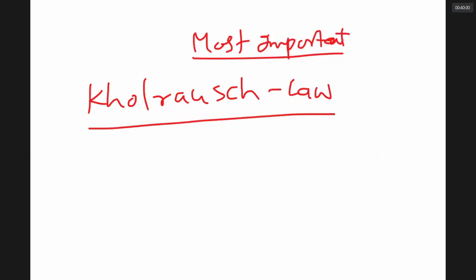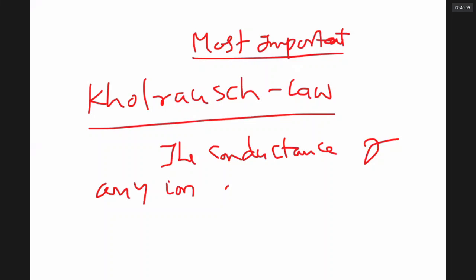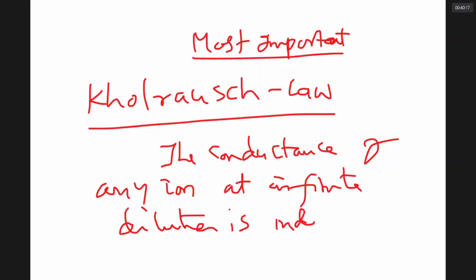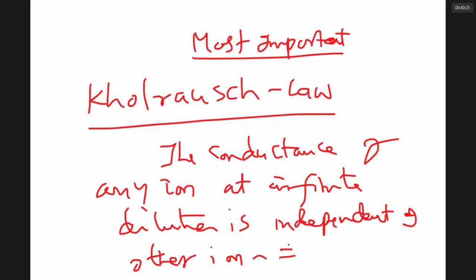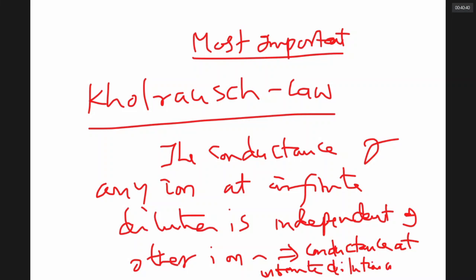According to Kohlrausch law, the conductance of any ion at infinite dilution is independent of other ions. It implies conductance at infinite dilution is additive.